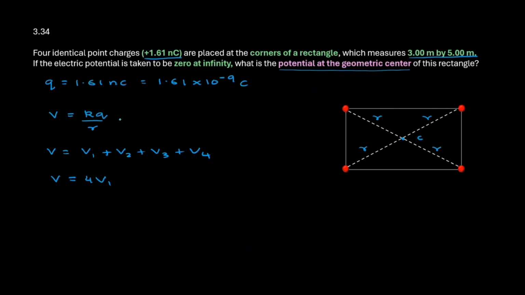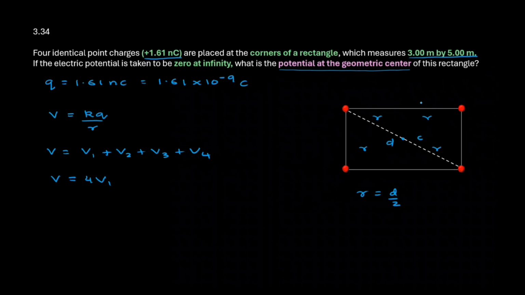To find electric potential, we need to know what is the charge Q and the distance R. Q is given to us in the question. We need to find what is R. From the figure, we understand that the distance R is half the length of the diagonal. So if I were to call the length of my diagonal D, R is equal to D by 2.